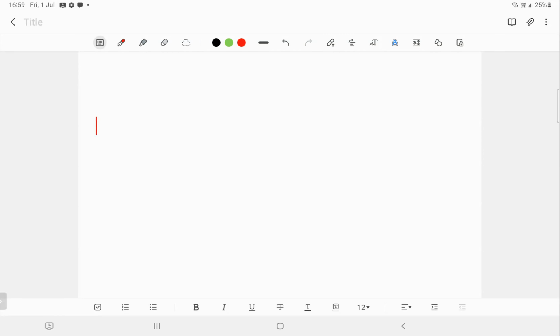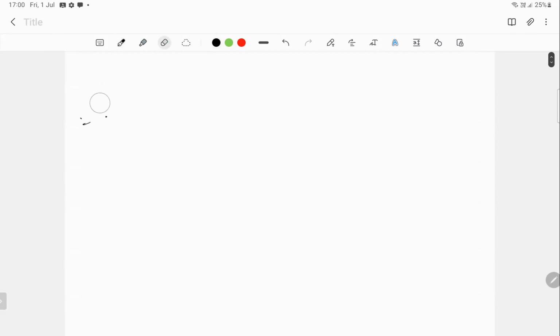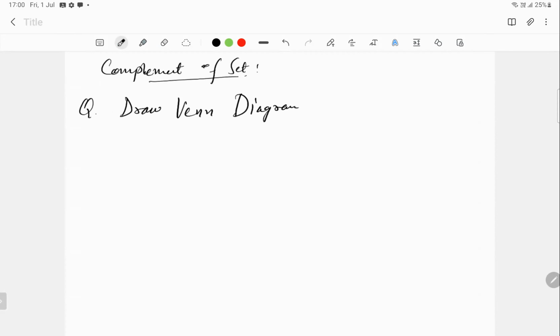We have studied sets, right? You have to draw the Venn diagram, right? What problem do you want to do? Venn diagram. You know what a complement is? Have you guys understood what a complement is? Okay, draw the Venn diagram for complement of A, it's very simple.